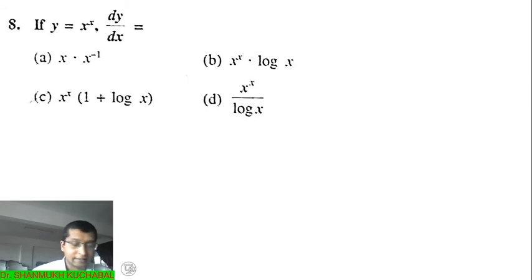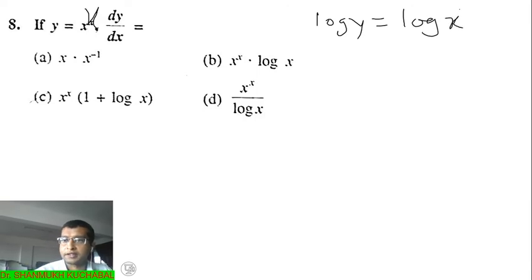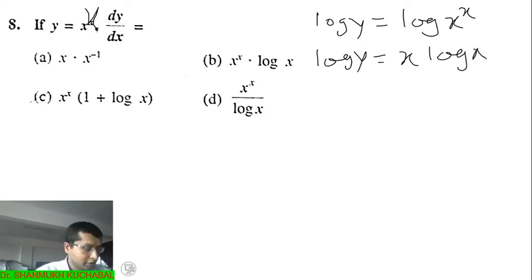So we observe that x is a variable and its power x is also a variable. If variable is raised to variable, then we have to take log on both sides. So taking log, we get log y equals log x raised to x. Using the property of logarithm, we get log y equals x times log x. So further we have to differentiate this.